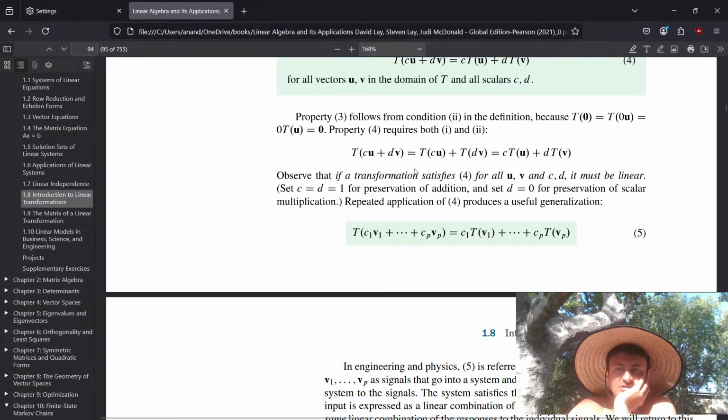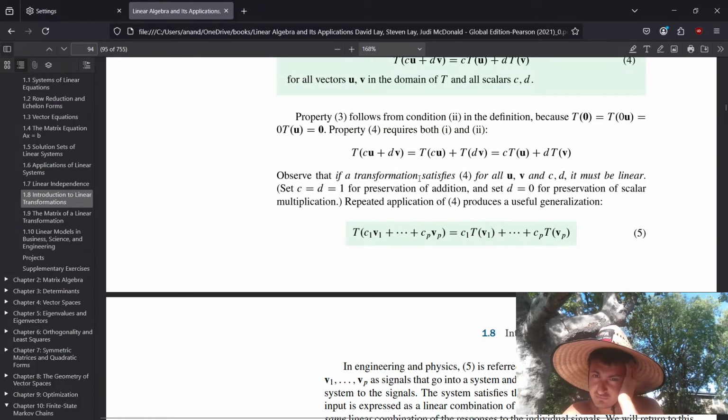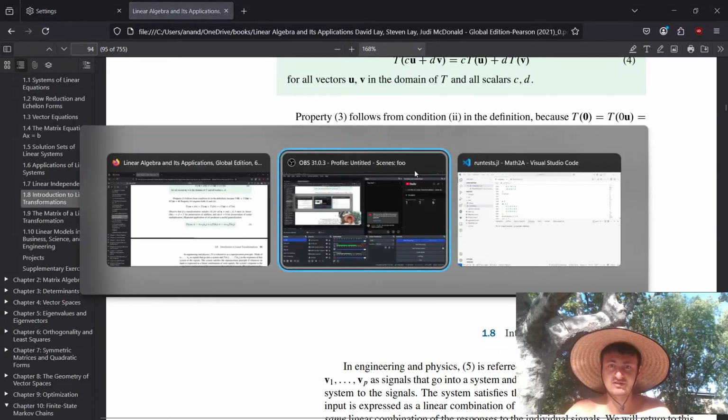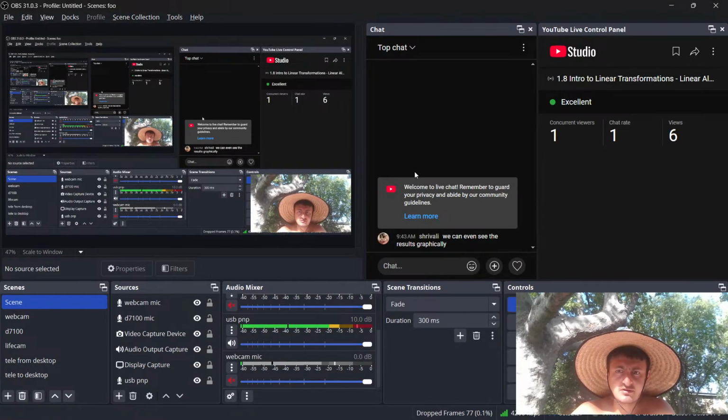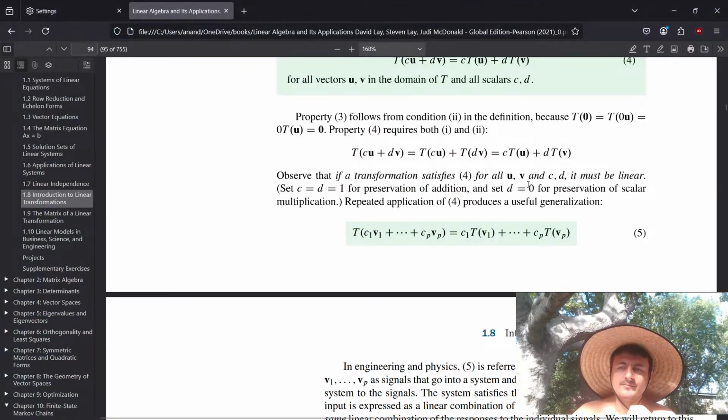If a transformation set, so I don't know if I proved it or I just tested it on an example. That's what I think really happened. We can see the results graphically. I don't know exactly what you were talking about, but yes. I really enjoy the geometric interpretation of linear algebra a lot.